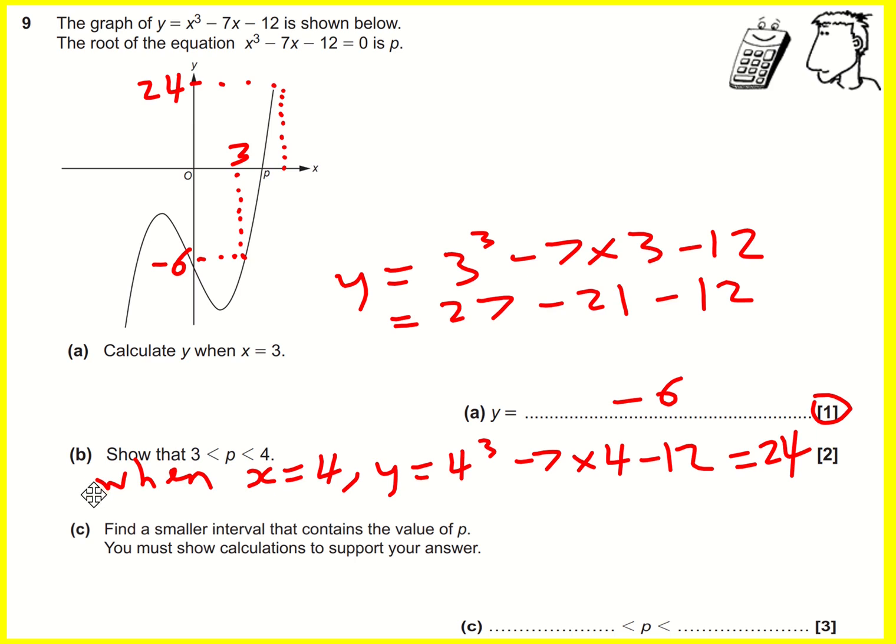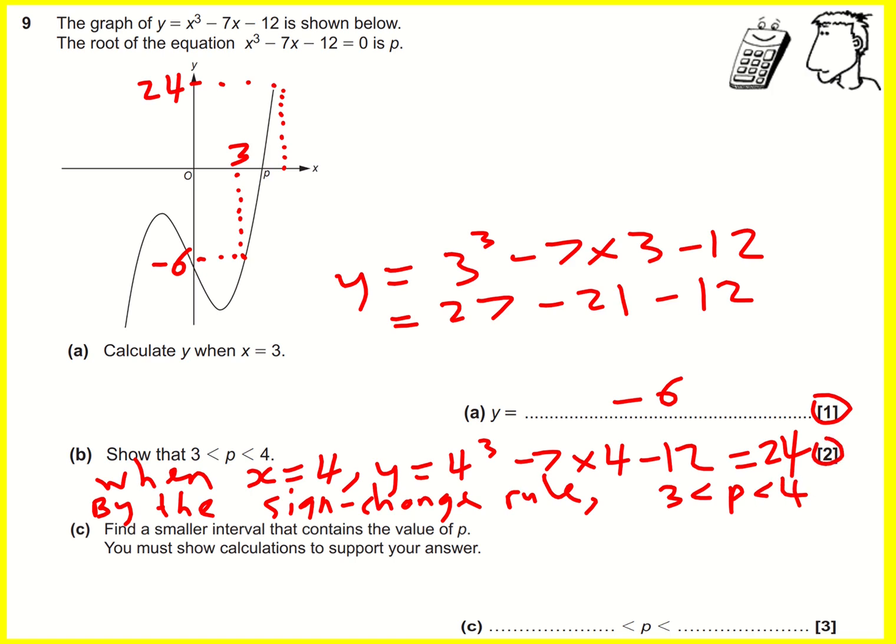Show that, I would just say by the sign change rule, three less than p less than 4. I hope I've convinced you about that. I've said it's negative at 3, it's positive at 4. It's obviously not 3 and 4 because I would expect to get 0, but somewhere in between I will get 0, and it's enough to just quote the sign change rule.